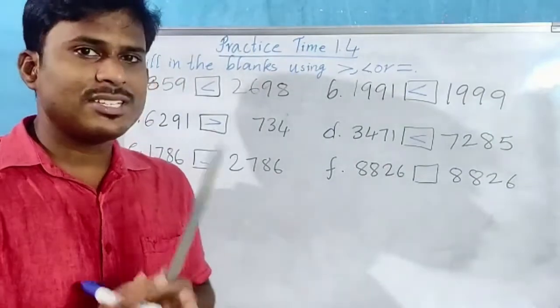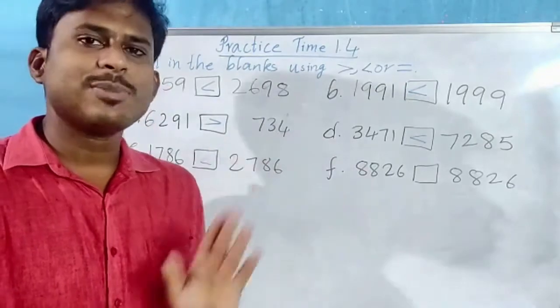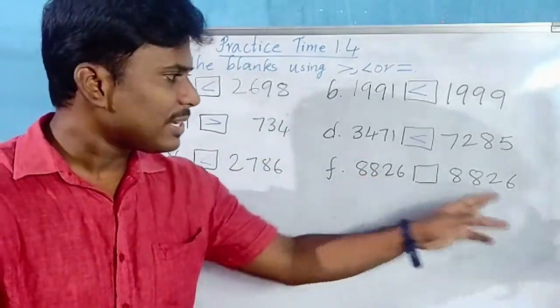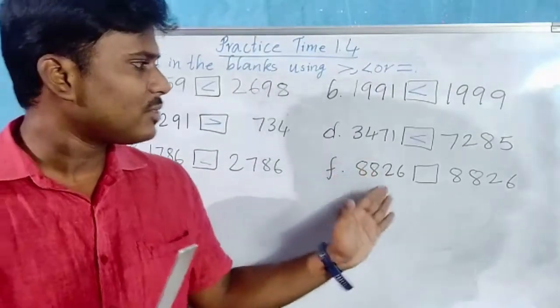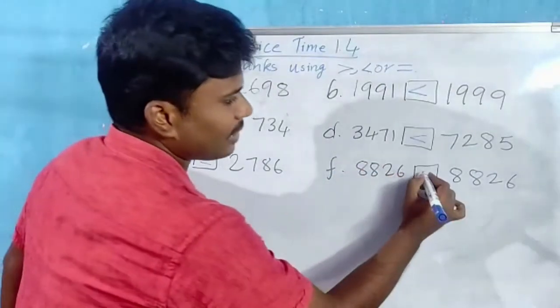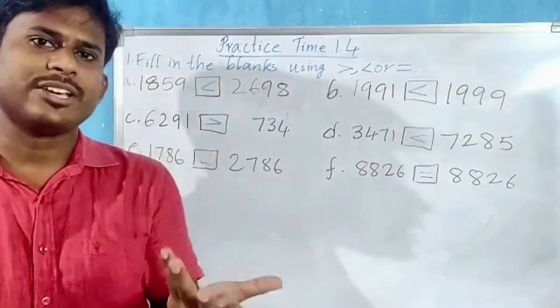Last, which digit will give answer when all the 3 places are same? Ones place will give us answer. Even ones place also equal. That means what? The total number is equal. These two numbers are equal. Equal to symbol is this. Okay. Now let us go for the next bit.